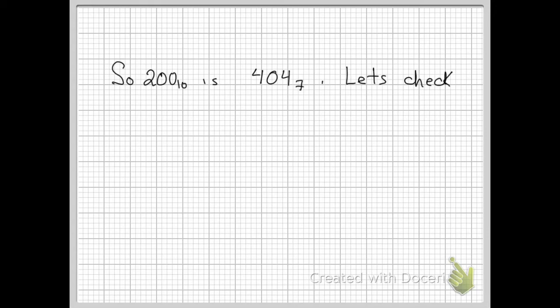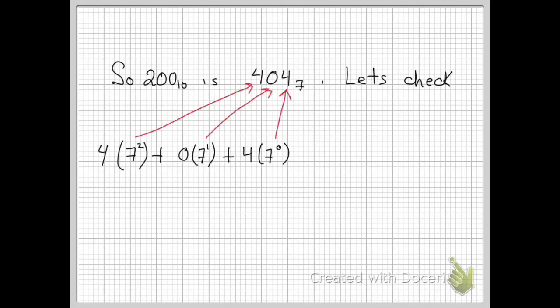And let's check that. Now again, remember that we never write 200 base 10. That's always assumed. This is just for the exercise. So let's calculate the different positions. So the first position, 4 times 7 to the 0, plus 0 times 7 to the 1, plus 4 times 7 to the 2. And 7 to the 2, of course, is 49. The red arrows show the positions. Now we calculate that out, and we end up with 200, which is what we expected.